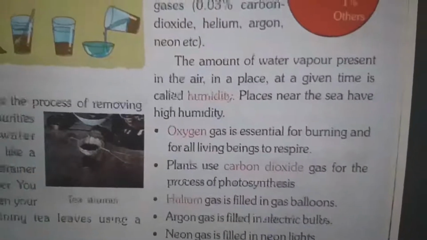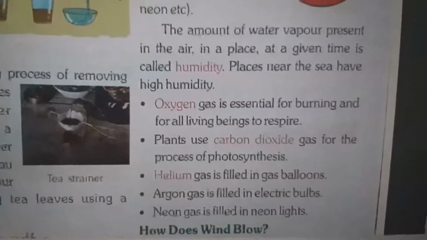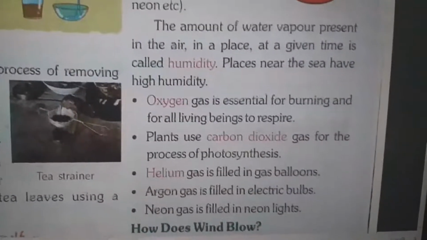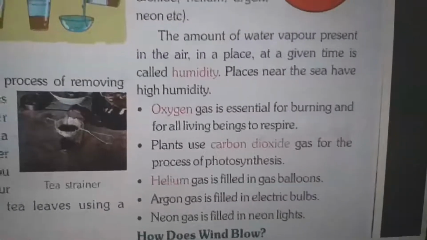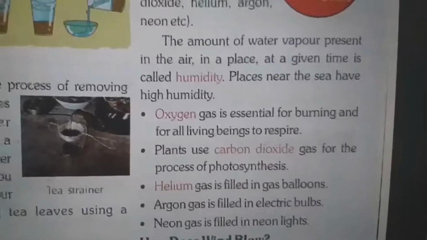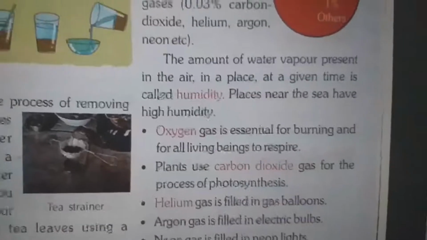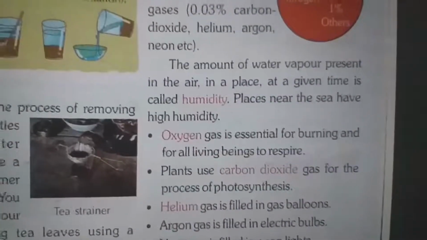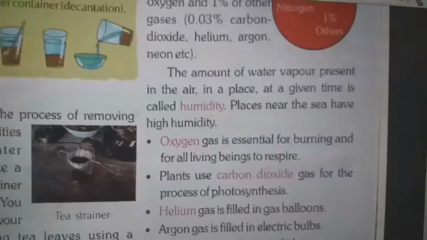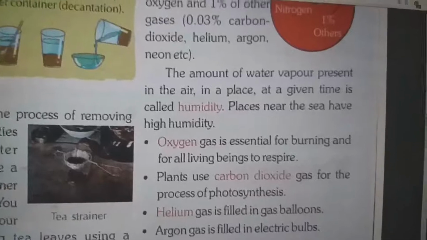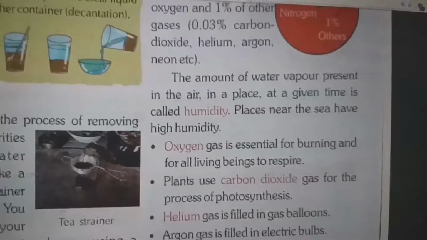Places near the sea have high humidity. Yes, the areas near large water bodies like lakes, seas and rivers have more water vapor present near them because of the water present in those areas. So that is why these areas have more humidity.